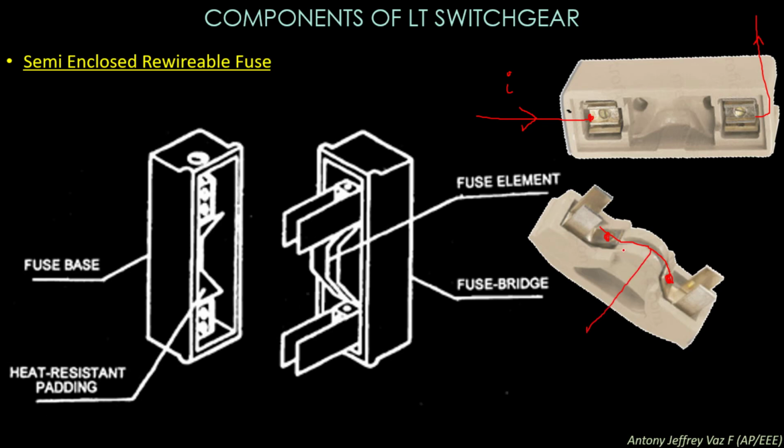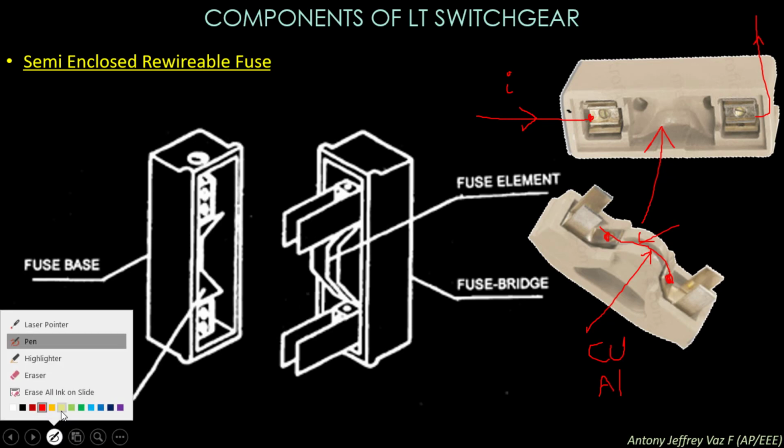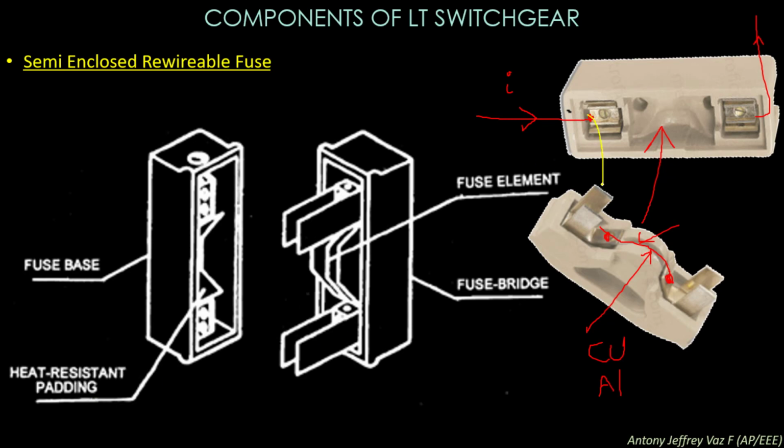This fuse element may be a copper wire or aluminum wire or some other metal which is a good conductor of electricity. This wire will have the property of a fusing element. The fuse bridge is plugged into the fuse base so that the current coming from one end will make contact, pass through the fuse element, return back to this end and get out.